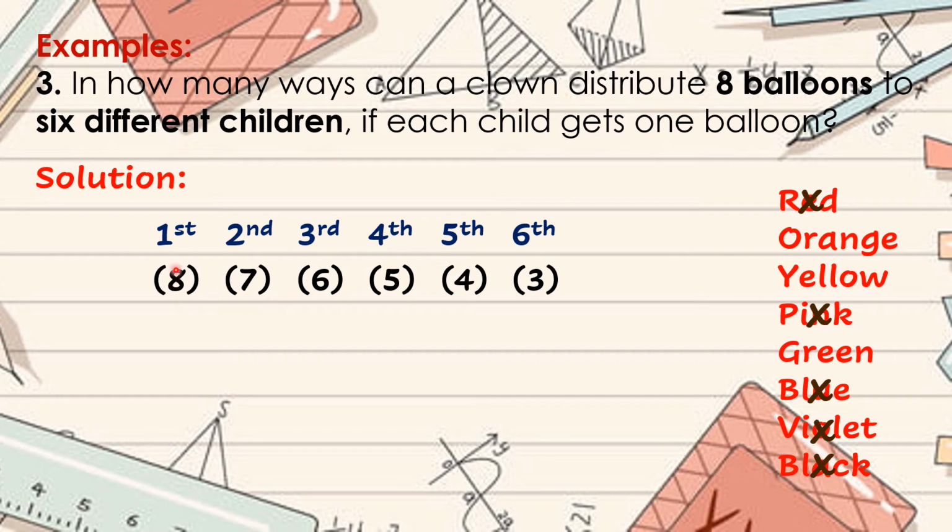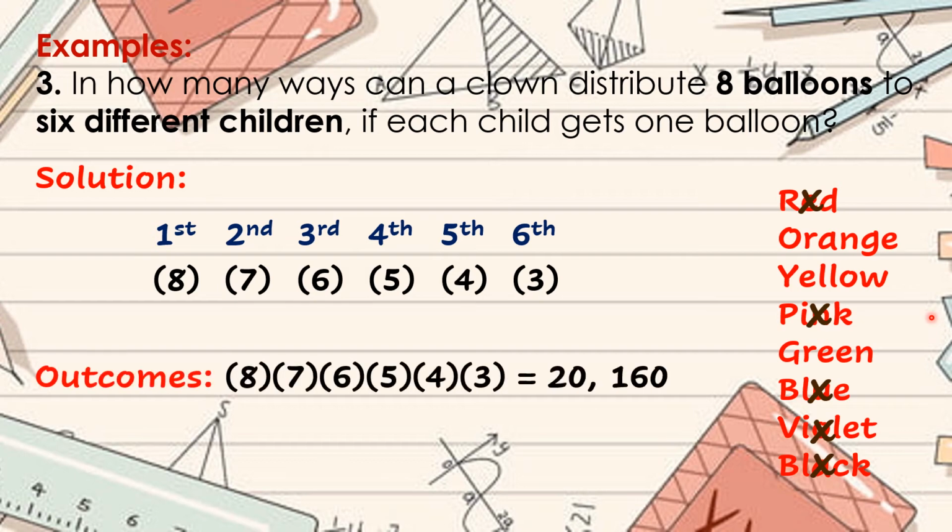So again, si first child ay nagkaroon siya ng 8 choices. Si second ay 7, si third ay 6, si fourth ay 5, si fifth ay 4, si sixth ay 3. Multiplying this, the outcomes is 20,160. Therefore, the clown can distribute these 8 balloons to the 6 children in 20,160 ways.